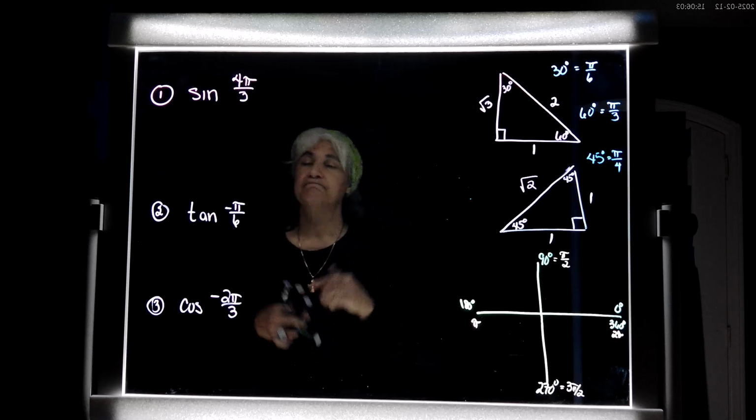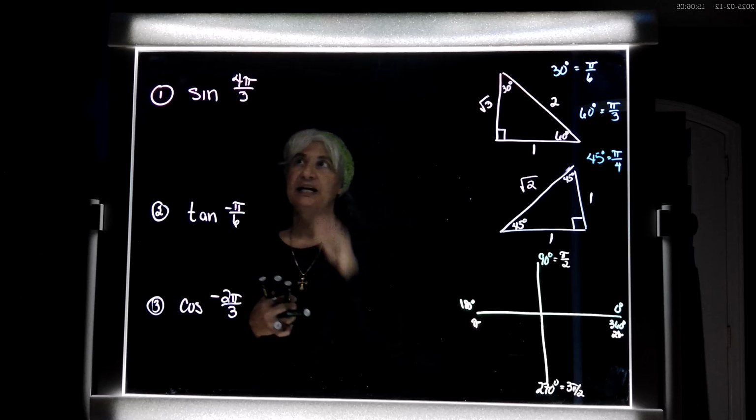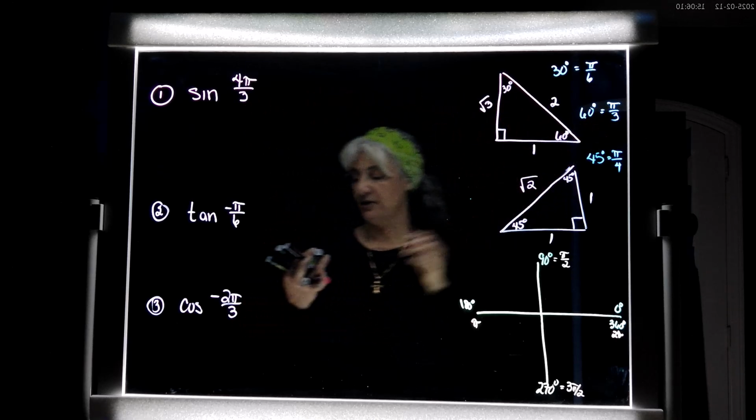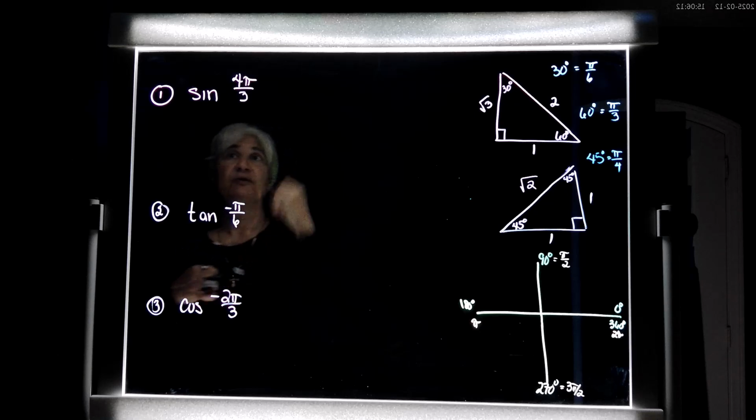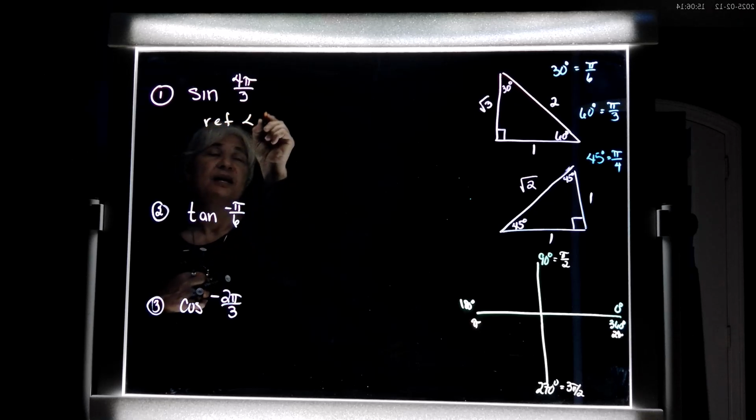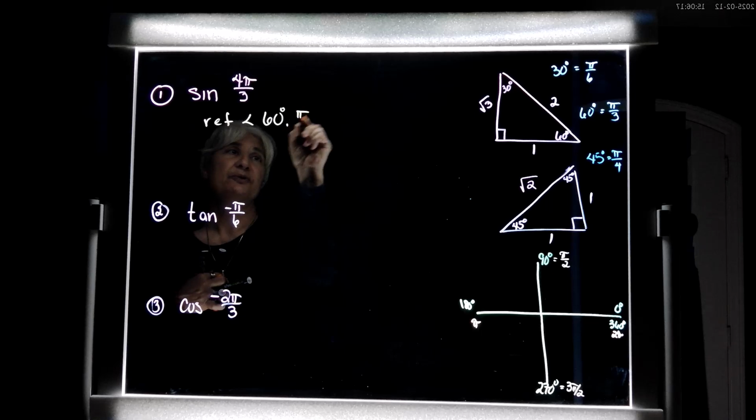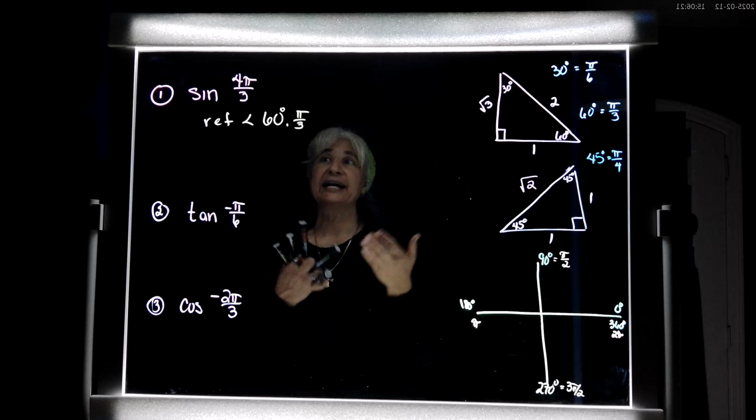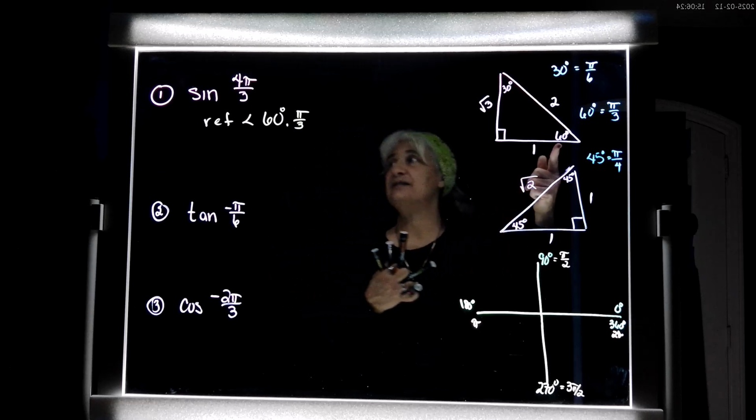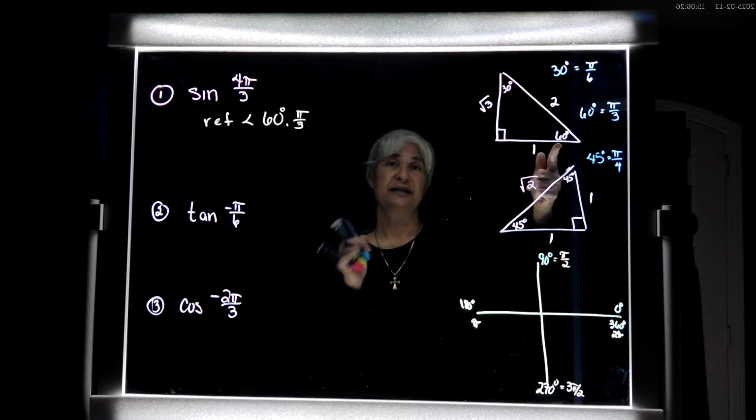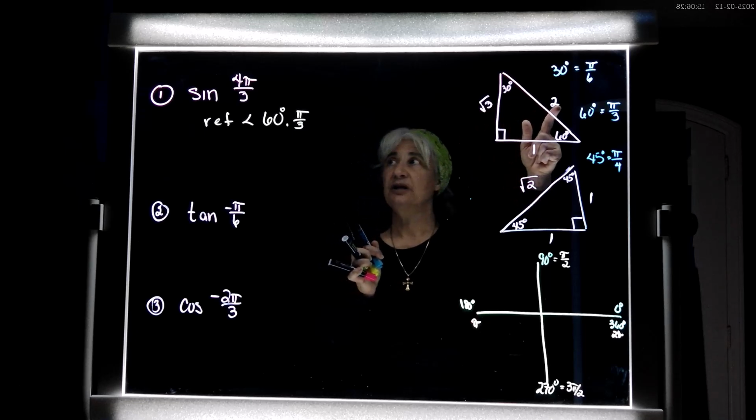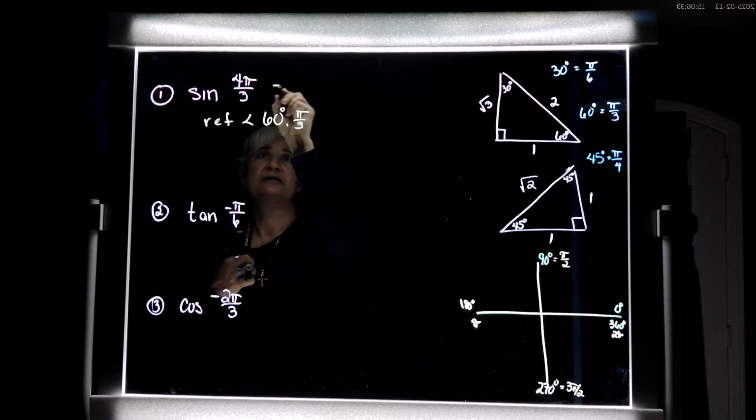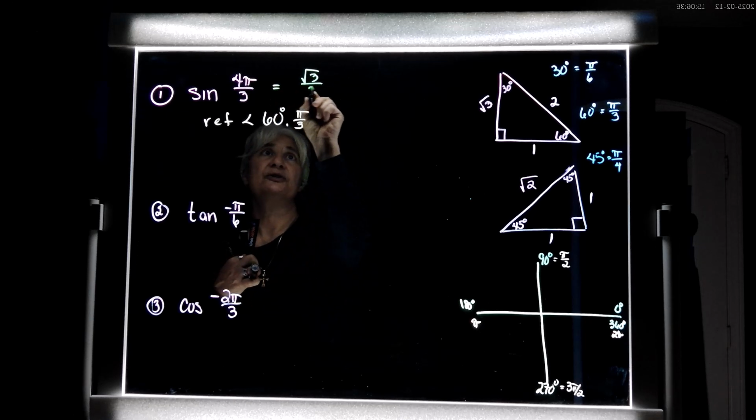So first off, what's my reference angle? It's a denominator of 3. A denominator of 3 is a 60-degree angle. So I know that I have a reference angle of 60 degrees or pi over 3. It's the same thing. With me? And I know that if I take the sine of 60 degrees, sine is opposite over hypotenuse, so the sine is going to be the square root of 3 over 2.